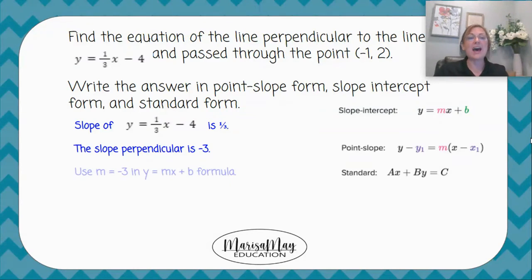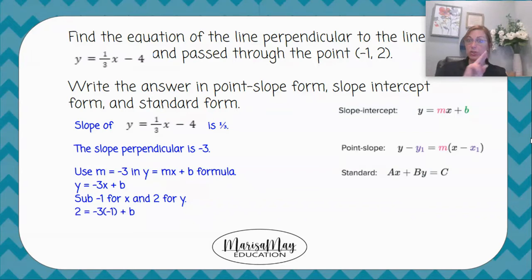So we'll use that for m in the formula y equals mx plus b. I'm substituting in -3 for m in my y equals mx plus b form. Now, once I've done that, I'm going to use the point (-1, 2). -1's going in for x, 2's going in for y, and our goal here is then to find the b value. So when I substitute 2 for y and -1 for x, I've got 2 equals 3 plus b, and b would be -1.